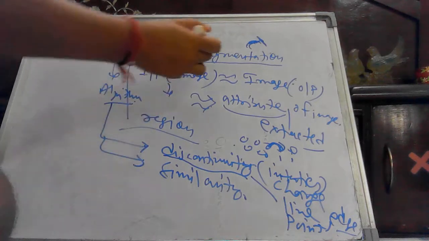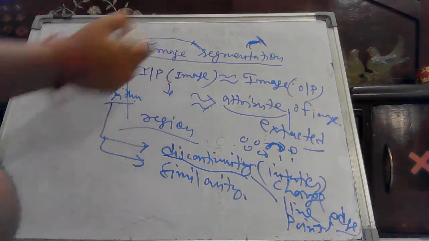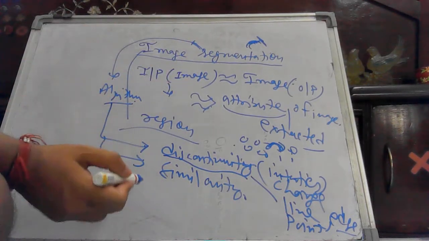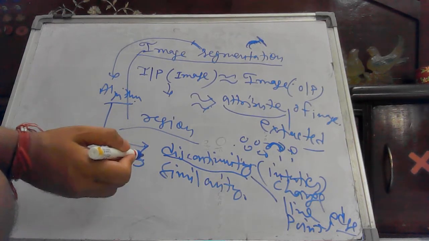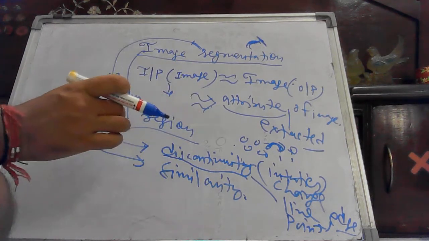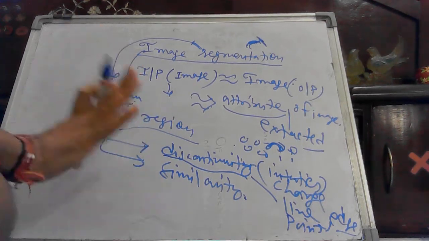Now the second approach of image segmentation algorithms may be based on similarity. This approach basically partitions your image into similar regions according to predefined criteria.